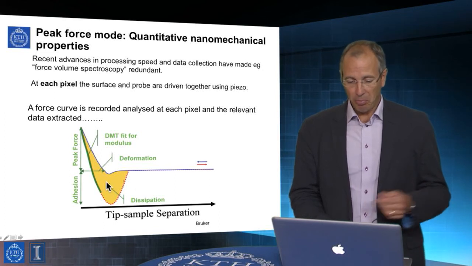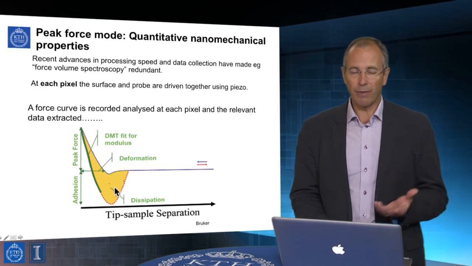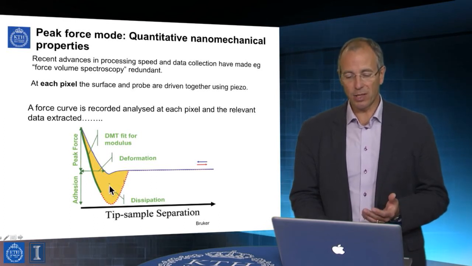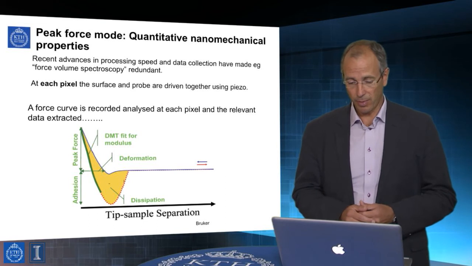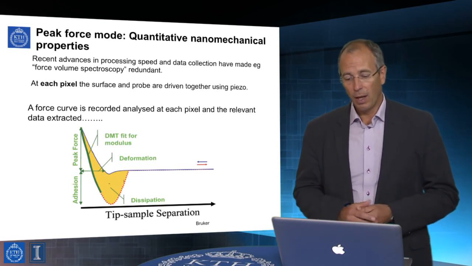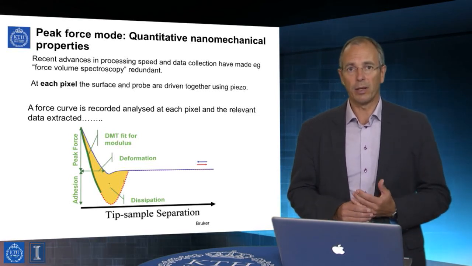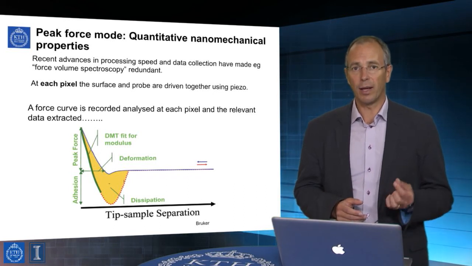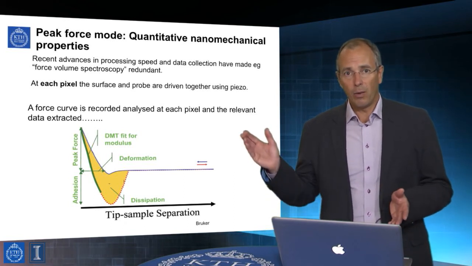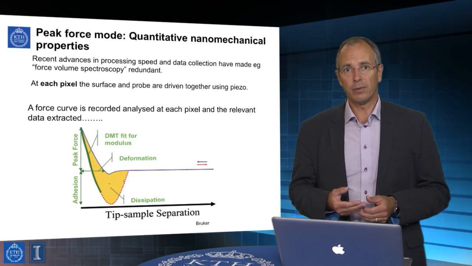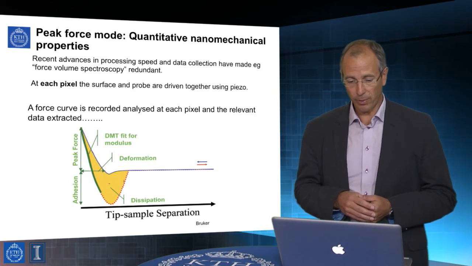But in this case, it's defined as the minimum, and instead we have this term called the dissipation, which essentially describes the area between these two curves, and is a strong function of the material property, the viscoelasticity. It's possible to fit contact mechanical theories, which we're not going to go into, but essentially the contact mechanical fitting allows us to extract a measure of the elastic modulus of the surface. And all this happens in real time at each pixel, and then the software throws away the force curve and retains the parameters that it's extracted from the force curve.